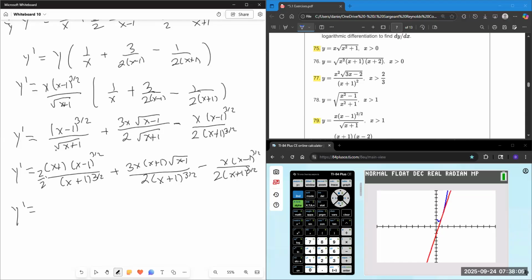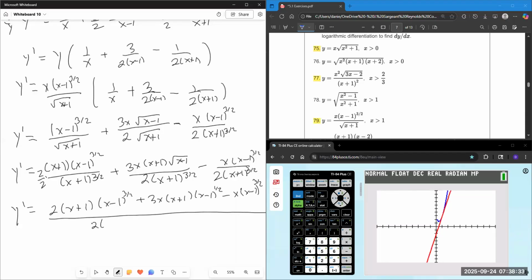So y prime is 2 times x plus 1 times x minus 1 to the 3 halves plus 3x times x plus 1 times x minus 1 to the 1/2 minus x times x minus 1 to the 3 halves over 2 times x plus 1 to the 3 halves. Now let's try and do some factoring here.